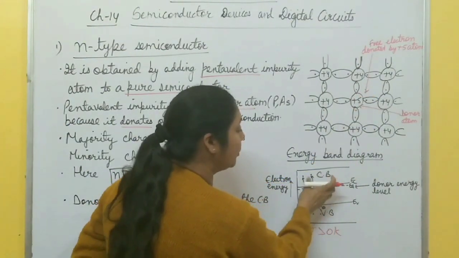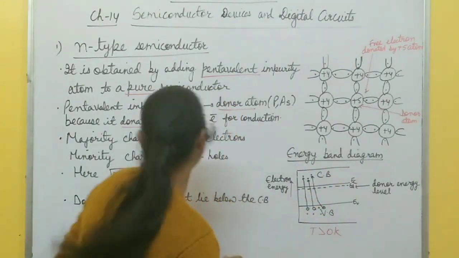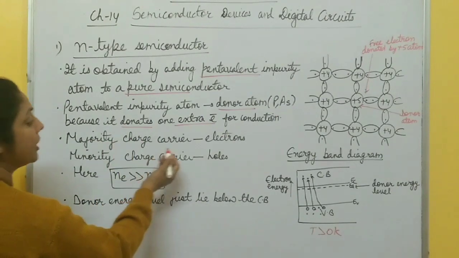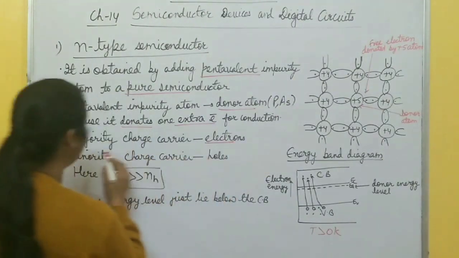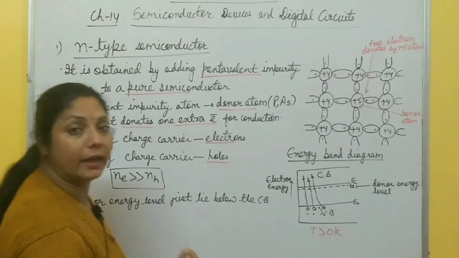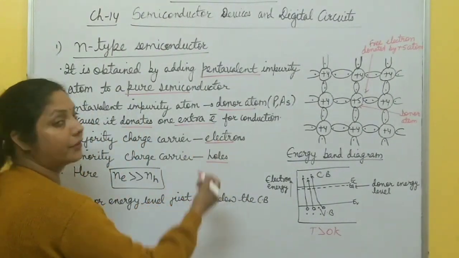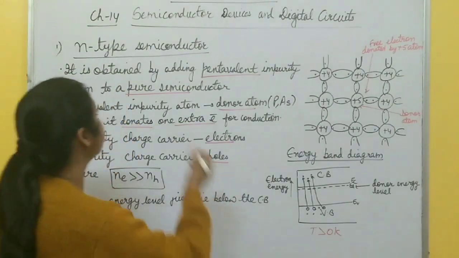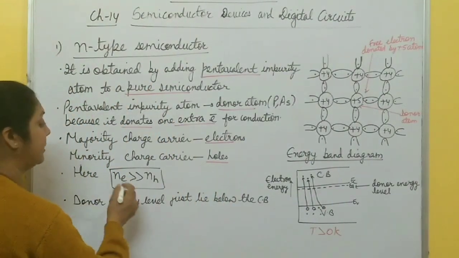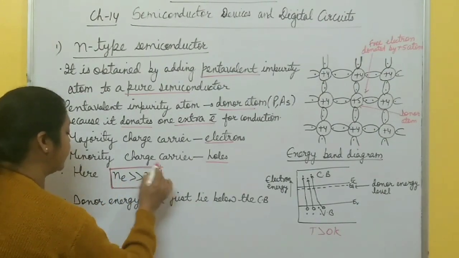So here the total number of free electrons is greater than the number of holes. So in this case, the majority charge carrier is the electron and the minority charge carrier is the hole. That's why it is called an N-type semiconductor, because the majority charge carriers, electrons, are negatively charged. In this case, the number density of electrons is greater than the number density of holes.